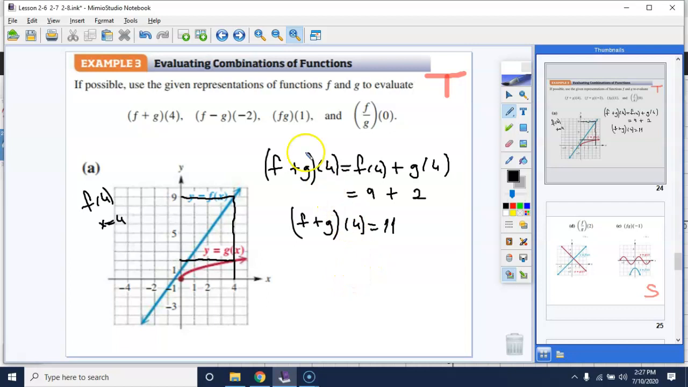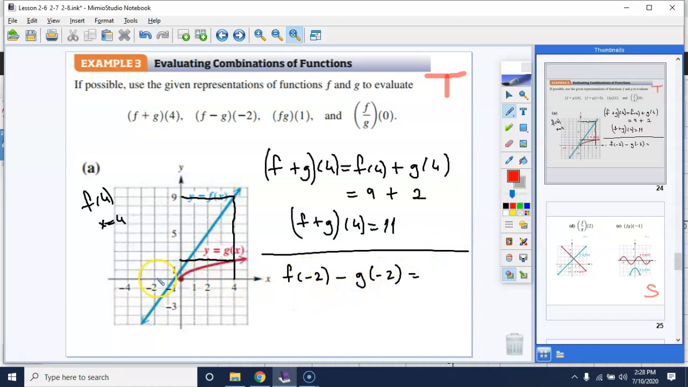So let's say, let me do f times g of 1. I don't have much space. Or let me do this one, this is a good question. So f minus g of negative 2. Same thing. I'm going to find f of negative 2, I'm going to find g of negative 2, and at the end I will subtract them.